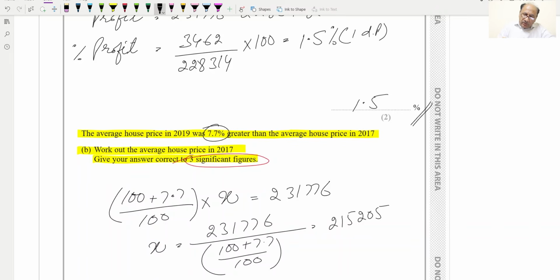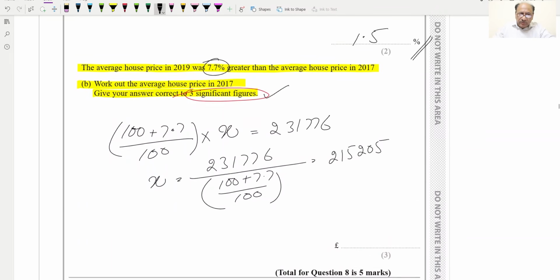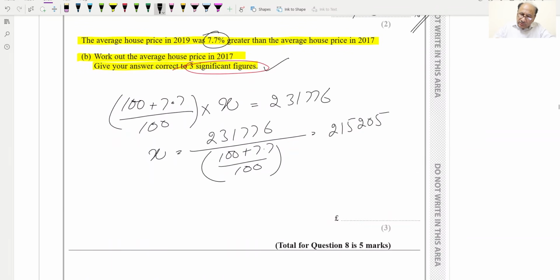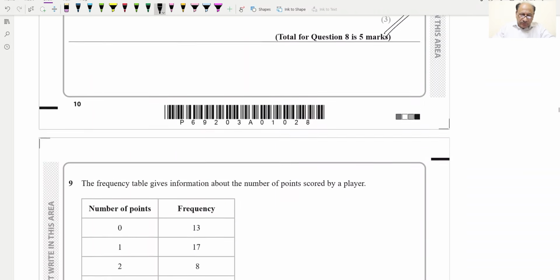215,205. But the answer is required up to 3 significant figures. So in pounds, 3 significant figures will be up to this one. So this portion we have to change to 0. So it will be 215 basically. So we can write 215,000, and this will be the final answer for 3 marks which we have done.